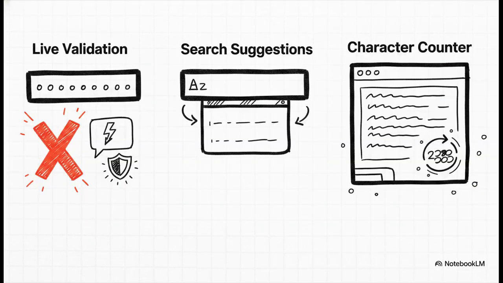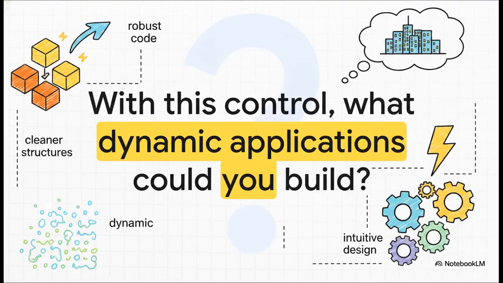And this technique is the magic behind so many sophisticated features we take for granted. Things like live input validation that tells you your password is weak as you're typing it, or search fields that offer suggestions with every single keystroke. So mastering these control variables is a huge leap. It lets you go from building static forms to creating dynamic, responsive applications. Your code becomes cleaner, more robust, and way more intuitive. So the real question is, with this new power, what are you going to build?